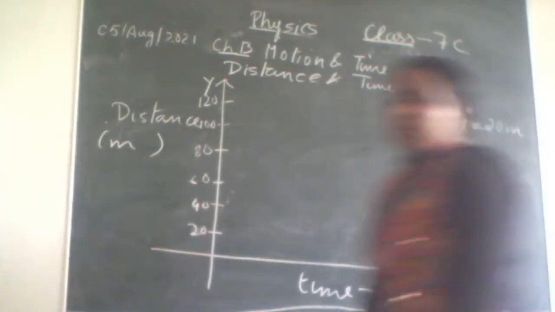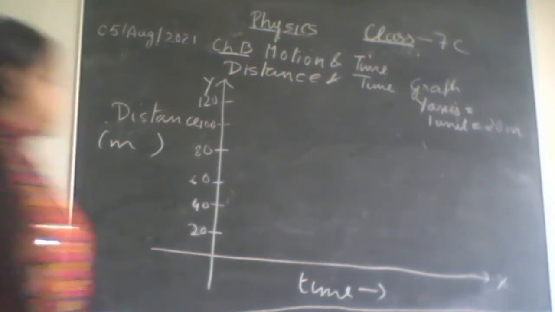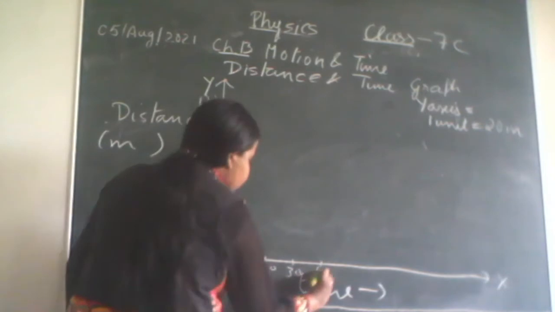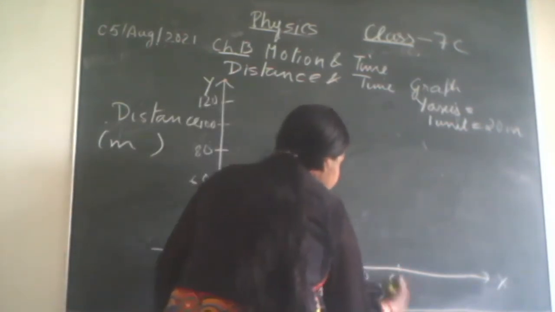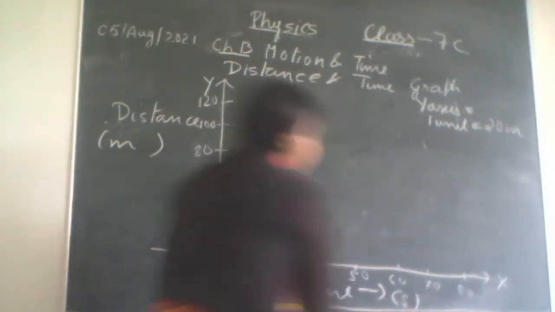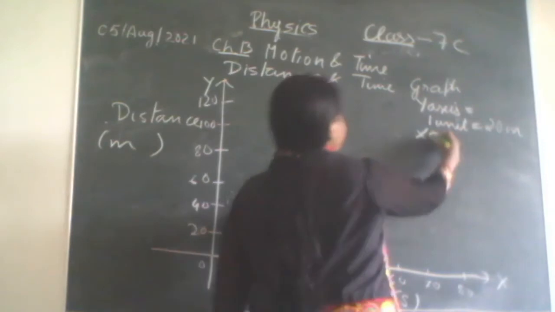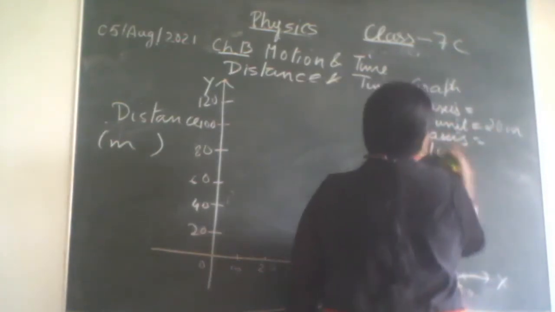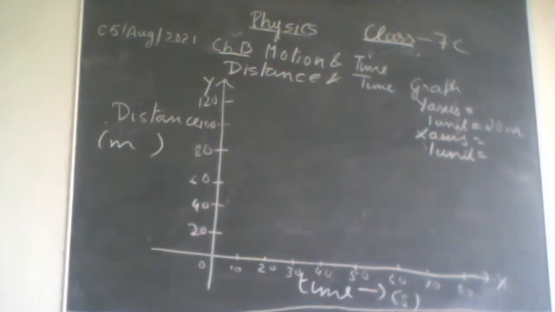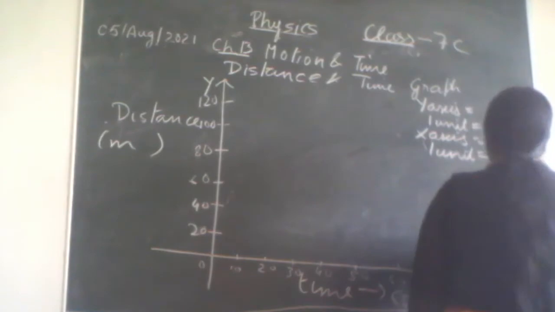Now, let's see the time denotation. It's 0, 10, 20, 30, 40, 50, 60, 70, 80 and all are in seconds. So, on the x-axis, how much is 1 unit equal to? Ma'am, 1 unit is equal to 10 seconds. Very good. 10 seconds.